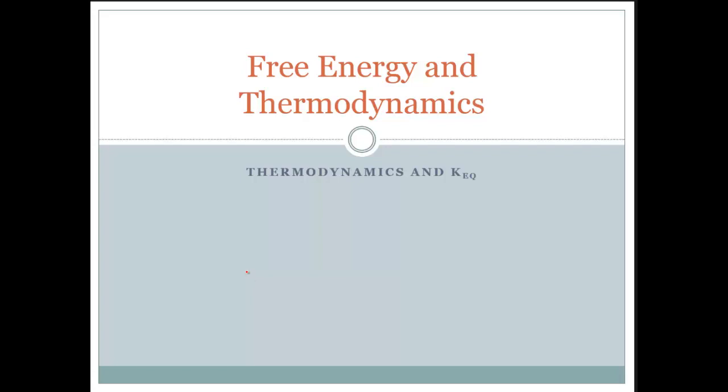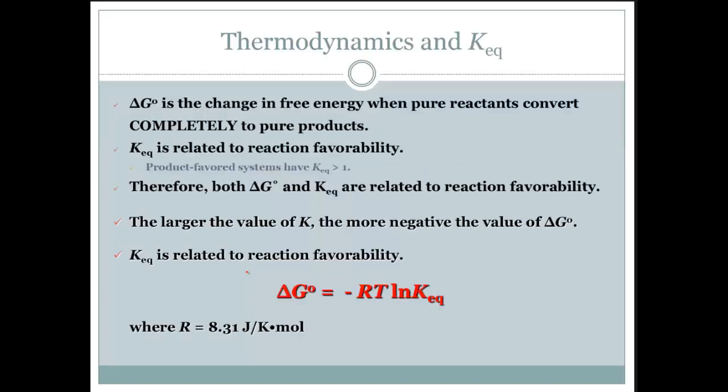In this tutorial, we will be discussing thermodynamics and the equilibrium constant. Delta G is the change in free energy when pure reactants convert completely to pure products. KEQ is related to the reaction favorability. Product-favored systems have a KEQ greater than 1. Therefore, both delta G and KEQ are related to the reaction favorability.